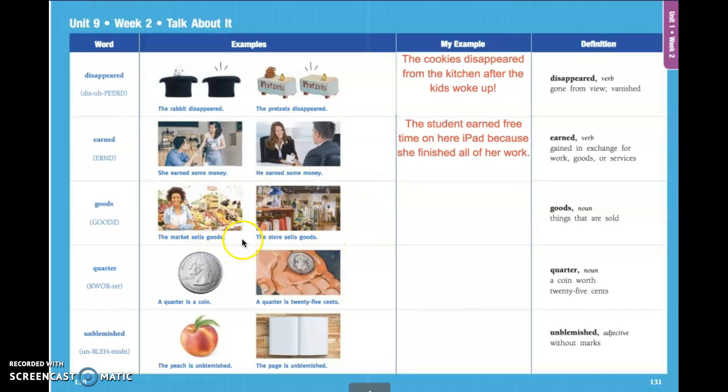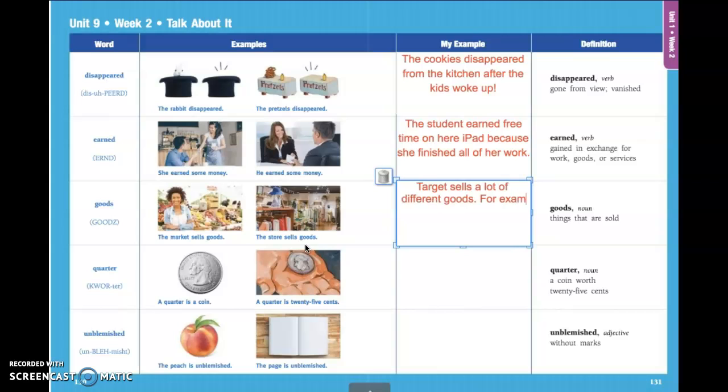And this picture, the sentence is, the store sells goods. Goods is just something that is sold. And so when you go to a store like Target, Target sells lots of goods, such as medicine, groceries, clothes, toys, video games. Those are all goods at Target. So my sentence is going to be, Target sells a lot of different goods.